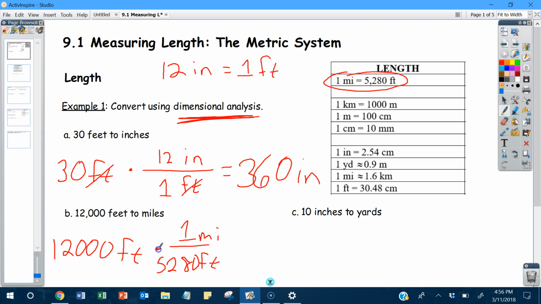So I know I've set up this unit fraction now because I've used this conversion here, and I also have feet in the denominator so that when I multiply it cancels. So I multiply 12,000 times 1, which is 12,000, divided by 5,280. So I'm going to do 12,000 divided by 5,280. And when I do that, I get 2.27. That's going to be miles, because that's the only unit left. The feet canceled and the miles sticks here.